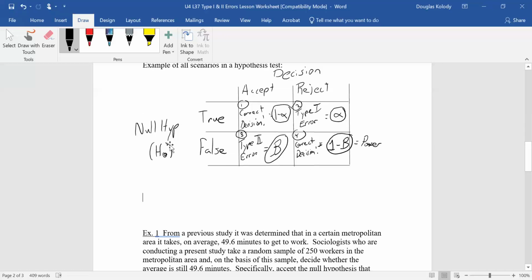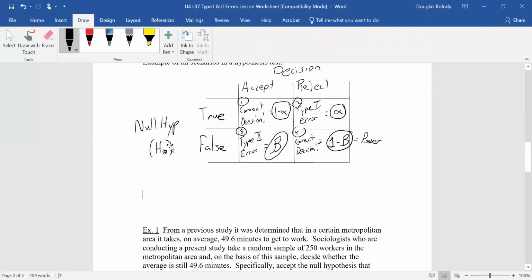That's it. So now, what are examples? What would be actual examples of each of these? All right, so let's just say that we are going to make a claim. And we're going to say that H0 is that the average person does 9 hours of homework per week at Watchung Hills. Let's just say that. Okay, we have 4 scenarios. Let's go through examples of each.